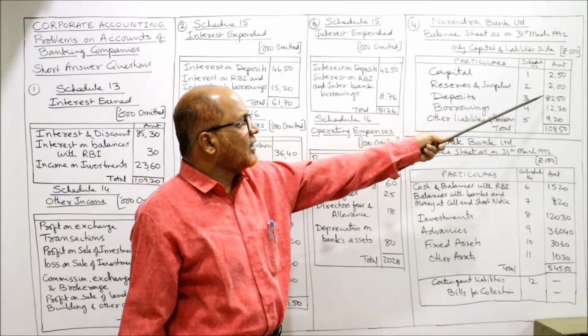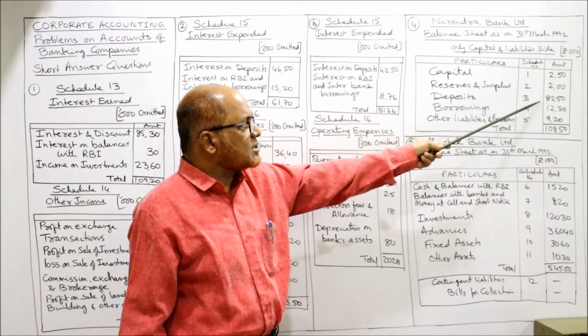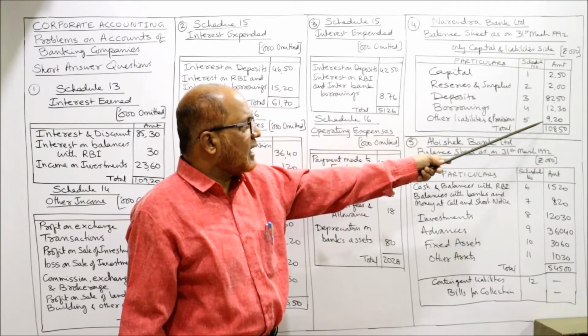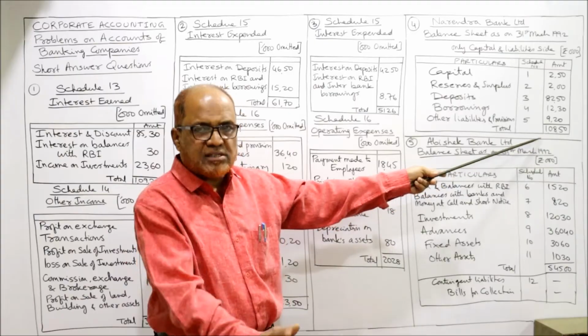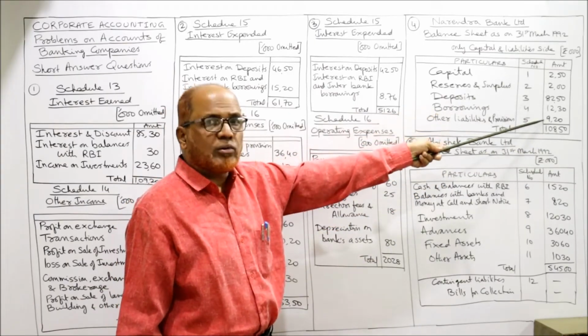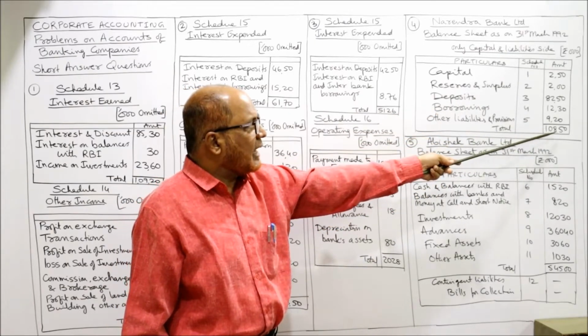Capital it is given 250, reserves and surplus 200, deposits 8250, borrowing 1230 and other liabilities and provision 920. Everything is given in the problem. Simply I have taken the amount and total is 1 crore 8 lakh 50,000.